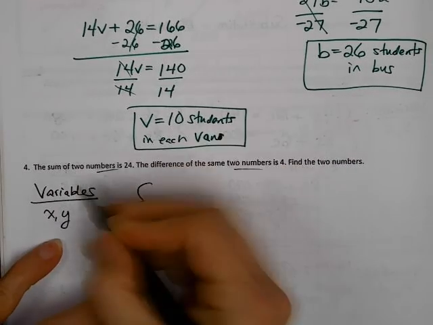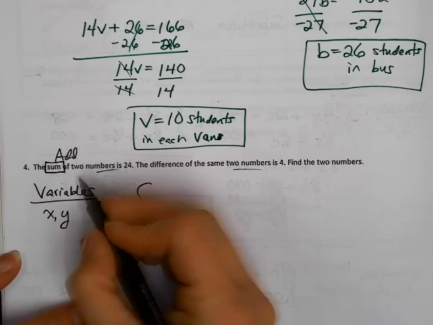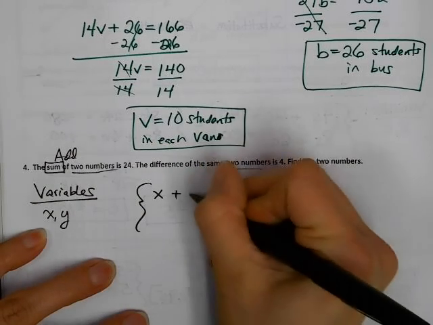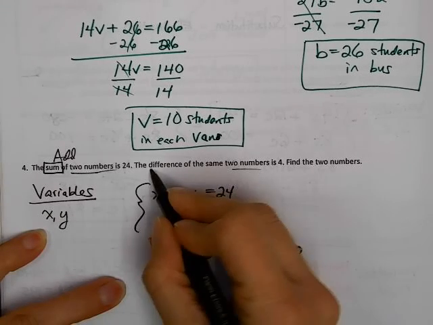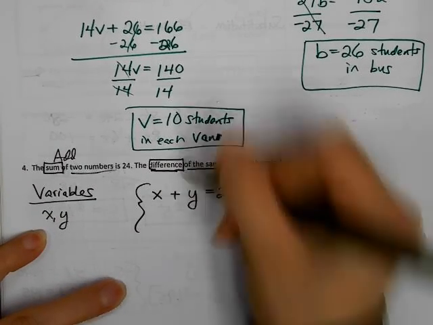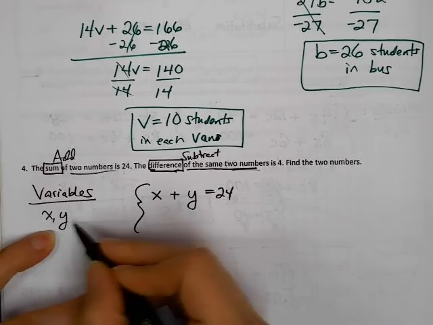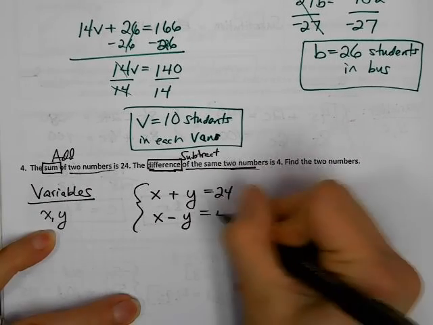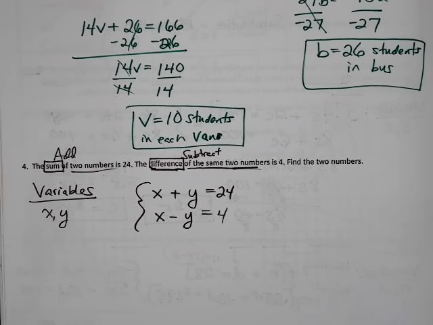Okay, the first one says the sum. Sum means to add. I have to add the two numbers, x plus y. The sum is 24. Okay, the difference of the same two numbers. Difference means to subtract. So I'm going to take these two variables, x and y, and I'm going to subtract them. And the difference is 4. Find the two numbers.